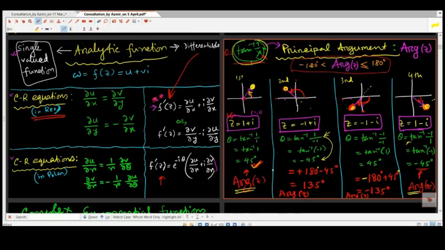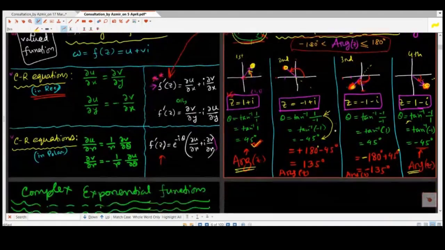So this is how we can find the principal argument. And we will discuss the principal argument later, when we talk about multiple valued functions. But before that, you have to know how we can find the principal argument.